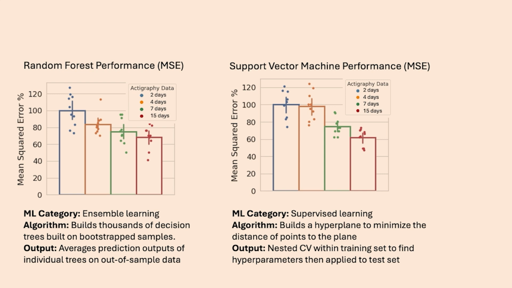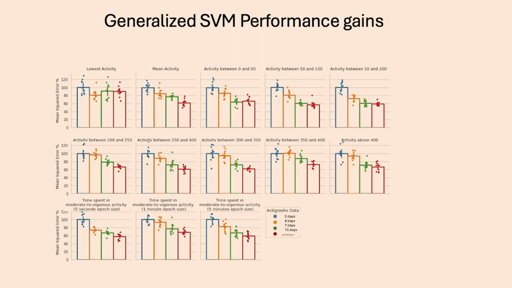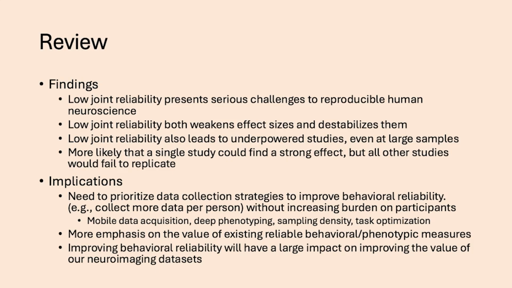It's obviously important when you're trying to do these kinds of assessments to make sure that they're working across different types of machine learning algorithms. These two are very different from one another, and we tend to see the same type of effect. Now, when we look at all 14 different types of actigraphy variables, we see the same general principle again and again. More data leads to much less error in our machine learning predictions, and that replicates both in the random forest case as well as in the support vector machine case.